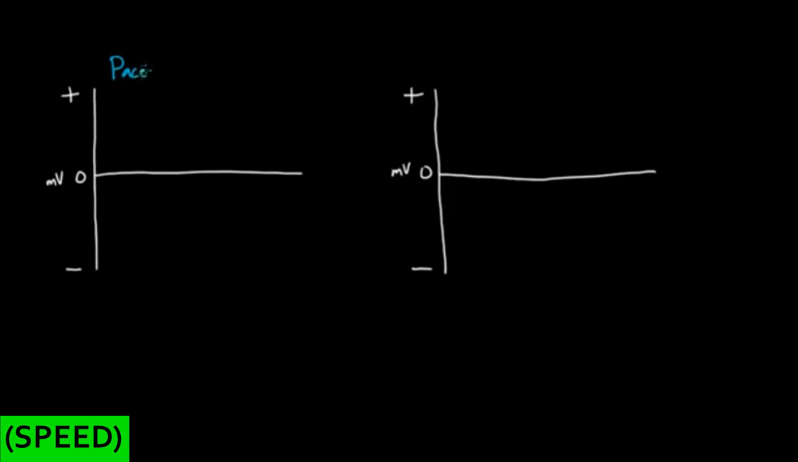So let's do our pacemaker cell first. And you remember the pacemaker cell starts out somewhere around negative 60 and creeps up, right? We've drawn this a few times now. And then it hits its action potential, and it goes up more rapidly at that point. And then finally, it starts coming back down again. And this is the pattern that repeats over and over.